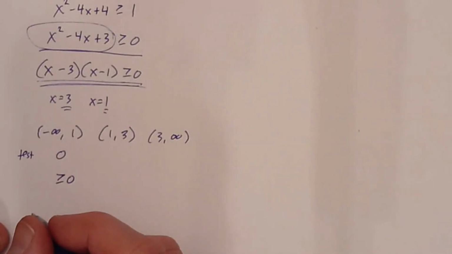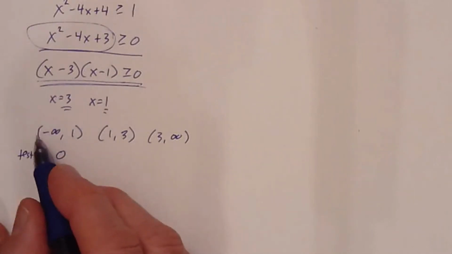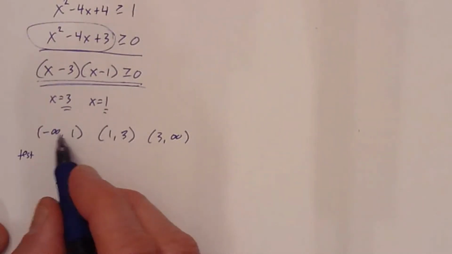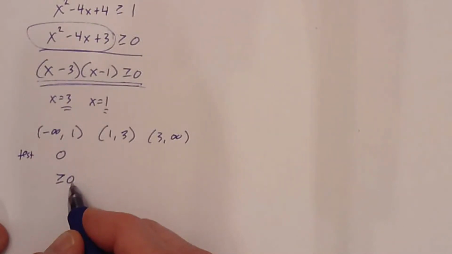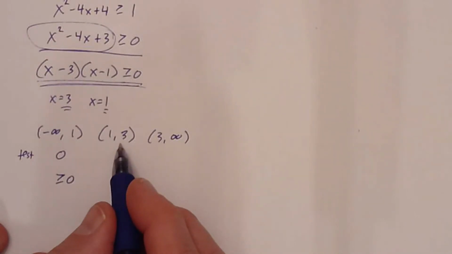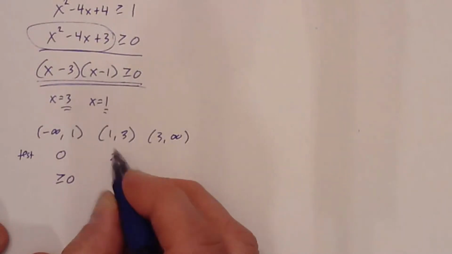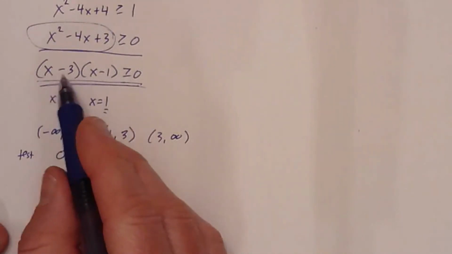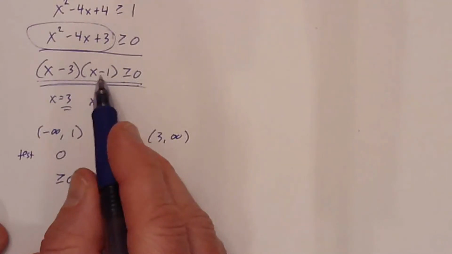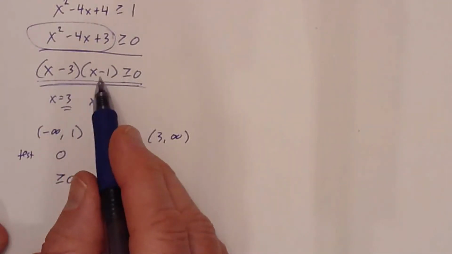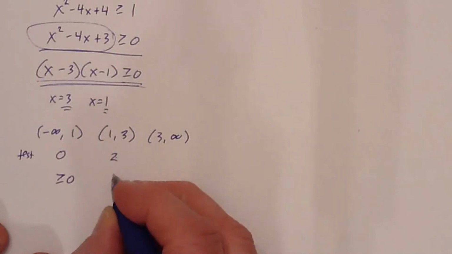So all the values in here, every x value I pick between minus infinity and 1, is going to be bigger than or equal to 0. If I pick a value here like 2 and plug it in, I'm going to get 2 minus 3, which is minus 1, times 2 minus 1, which is 1. So minus 1 times 1 is negative 1, which is less than or equal to 0.